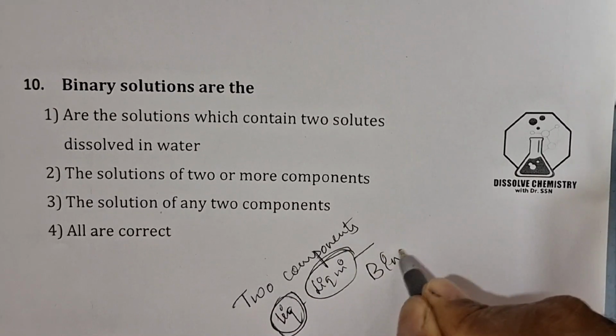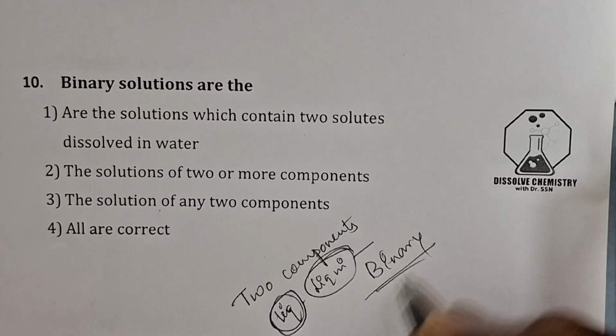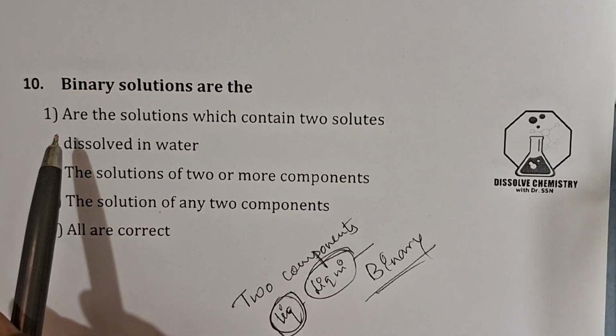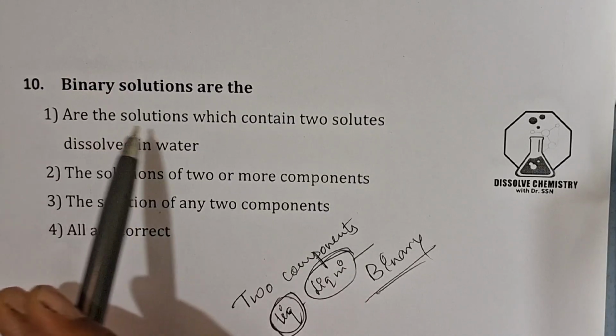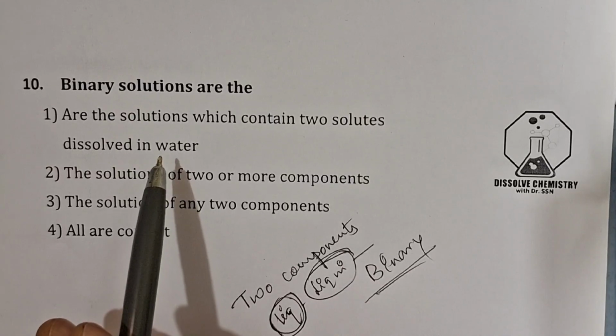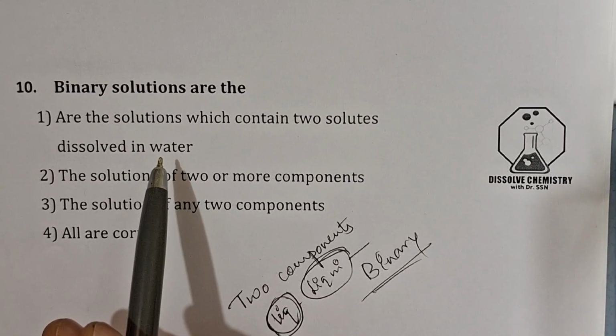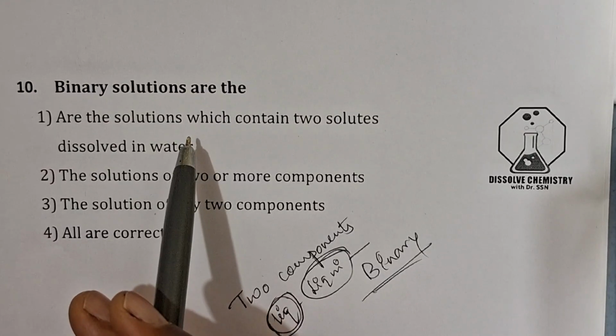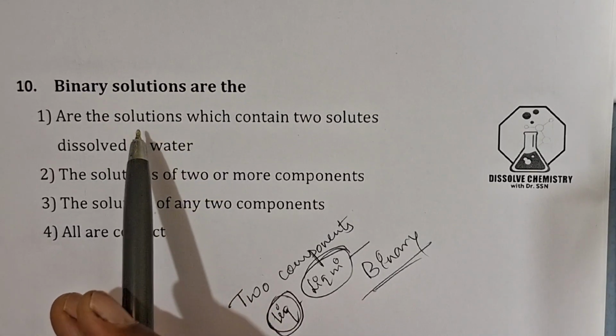Binary solution. Solutions containing two components are called binary solutions. Here the options given are solutions which contain two solutes dissolved in water. Two solutes means like sugar, salt dissolved in water. Is it going to be a binary solution? It is a ternary solution, meaning three components will be there. So it is not the option, right?